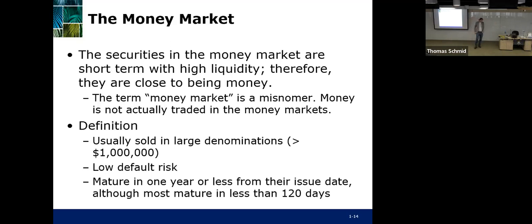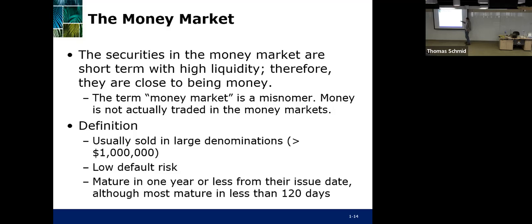So the money market. The money market is surprisingly important and at the same time surprisingly not very well known. Okay, so money market securities all share three features. These three features are basically used to classify a security as a money market security.